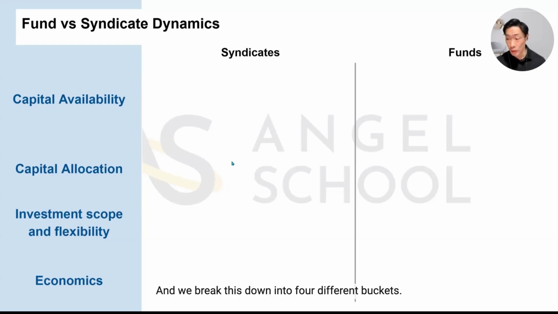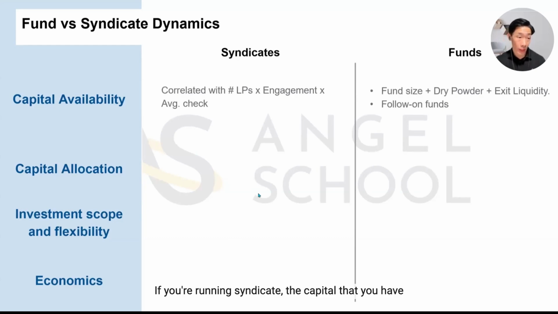We break this down into 4 different buckets. The first one is capital availability. If you're running a syndicate, the capital that you have availability is going to be a function of the number of investors in your network, their engagement level, however you quantify that, and their average check size. Those are your levers. On a fund, it has to do with the fund size, how much dry powder is left, which is not deployed capital, or maybe exit liquidity. If you're exiting a position and getting something back, you get to recycle that capital. And beyond that, it's maybe follow-on funds if there's something being planned.